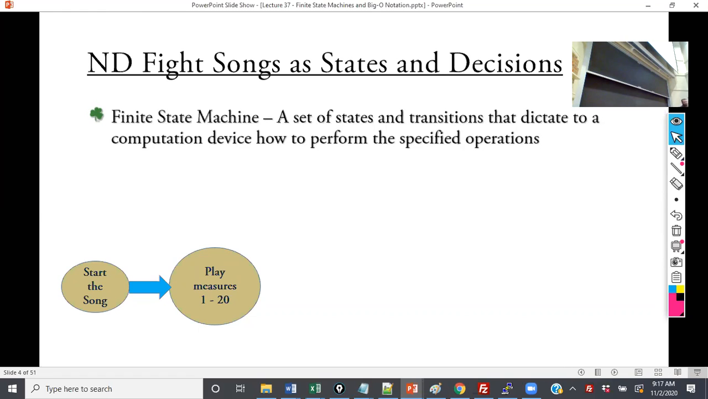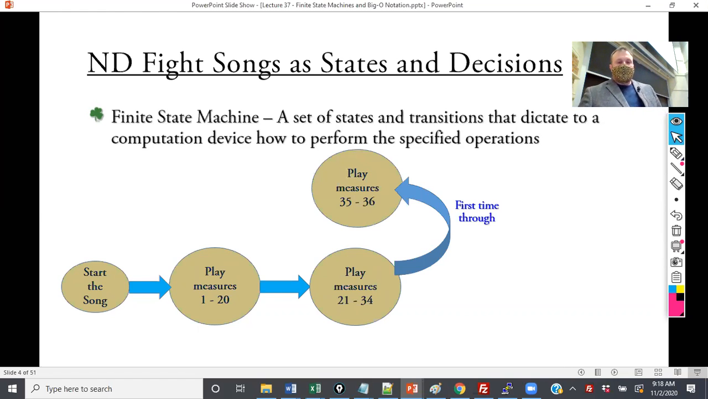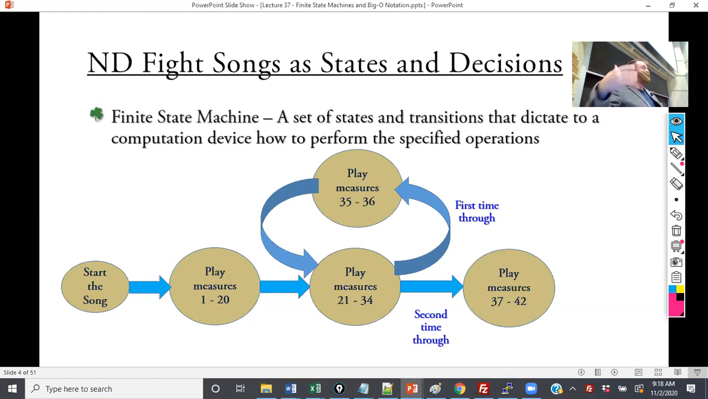What's going to happen next is we're going to have some sort of decision that we need to make once we get to measure 20. So at measure 20, we have a different symbol, and that breaks us down into a different logic process. And then we say, well, the first time through, we're going to play measures 35 through 36. And then the second time through, we play measures 37 through 41. And then we end the song. So there are these different tasks that we can go through without having to change the state of the program.